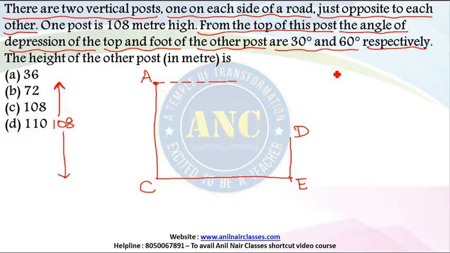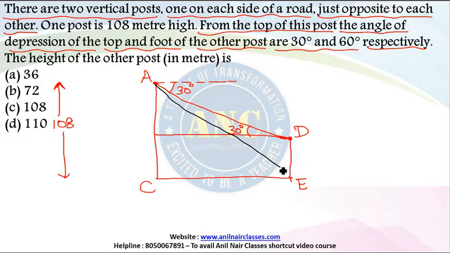To make sure that the angle of depression is calculated. From the top of this post, the angle of depression of the top and foot of the other post. This is the top of the other post. The angle of depression is 30 degrees. That means if I draw a horizontal line here also, this particular angle is 30 degrees. Similarly, the angle of depression from the top of the first post to the bottom of the second post, this entire angle is 60 degrees as mentioned in the question, or in simple terms, this angle is 60 degrees. Let me call this intermediate point as point B, which is not given in the question.